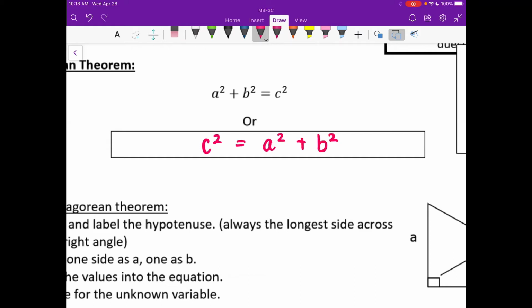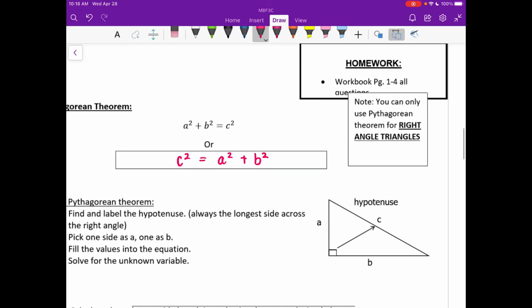Okay? And an important note here, and I think this is the one people often forget, especially as we move on to cosine and sine law, you can only use this equation with right angle triangles. It doesn't work with regular triangles. You can only use it with triangles that have this right angle right here. It's a 90-degree angle, and that 90-degree angle is always opposite to your c or your hypotenuse.